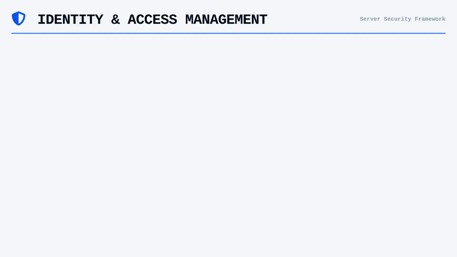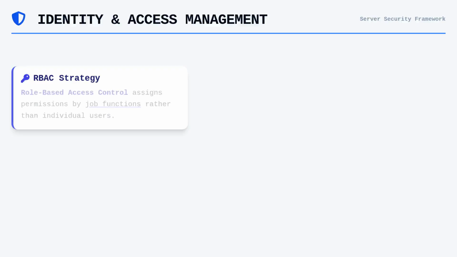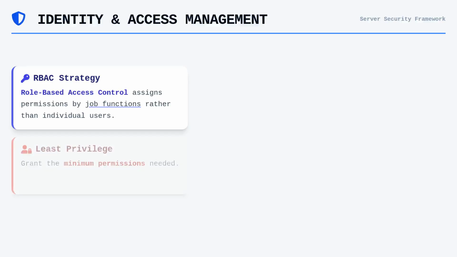Identity and access management is the cornerstone of server security, focusing on who can do what within your infrastructure. Role-based access control, or RBAC, is our primary tool here, allowing us to assign permissions based on job functions rather than individual user accounts. By implementing the principle of least privilege, we ensure that every user and service account possesses only the minimum set of permissions necessary to perform their required tasks.